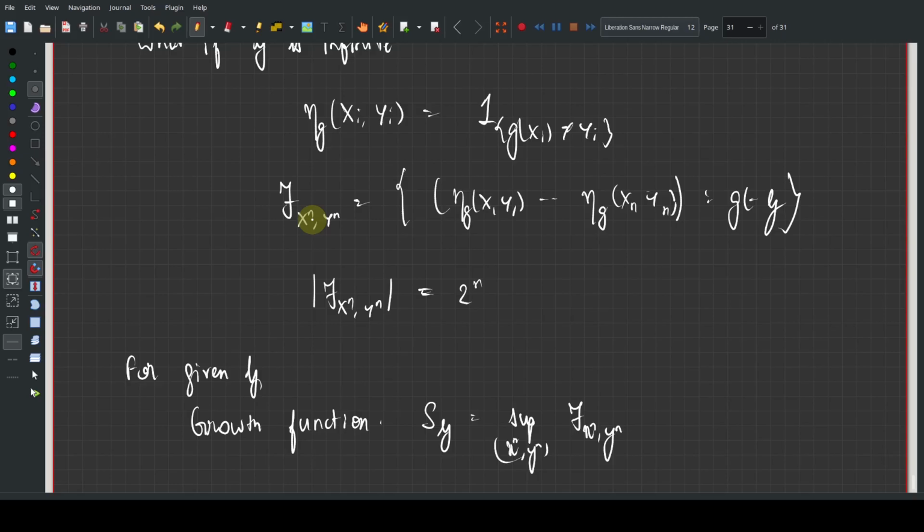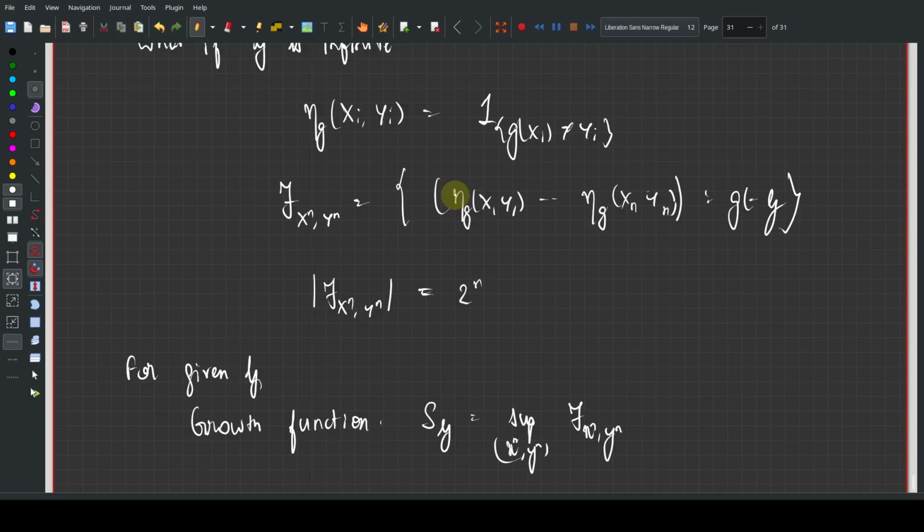In particular, if G is small, suppose that G just takes 2 values. Then for any n, there are only 2 different values that this can take. Correct? So even if G is an infinite class, it's possible that there's not a lot of variation.